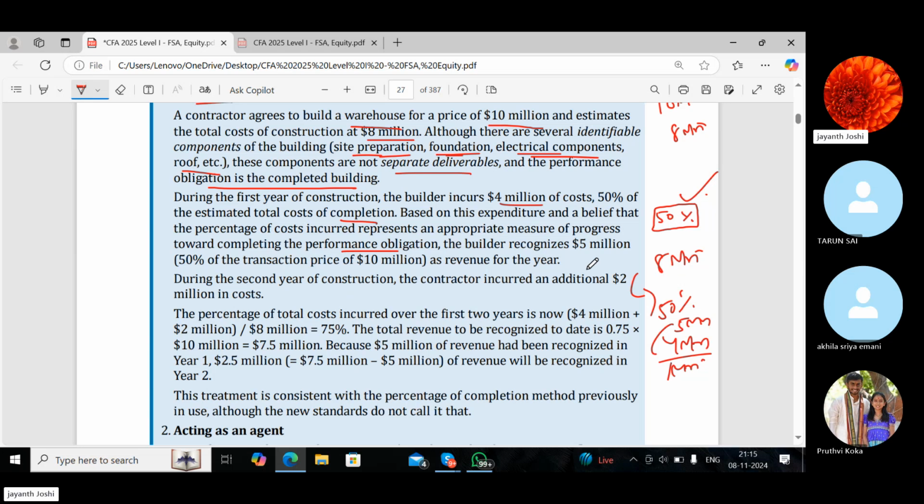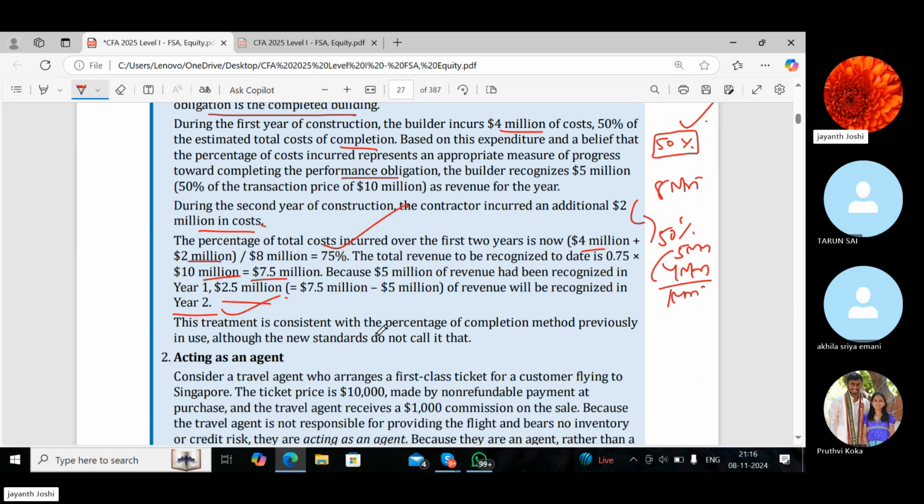Okay. During the second year of construction, the contractor incurred an additional $2 million in cost. Additional cost they incurred. So 4 million previously and 2 million now. Out of 8, 75% work is done. So 7.5 million out of 10 million will be recognized. Because 5 million of the revenue has been recognized in year 1, 2.5 million of revenue will be recognized in year 2 extra.